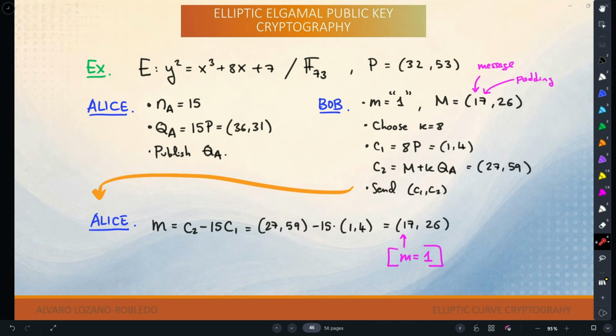More like how does Alice know which digits to truncate? Yeah, Alice sets that up. In the setup, I didn't put it here, but the setup of how to encode messages as points on an elliptic curve is part of the setup, not part of the encryption.